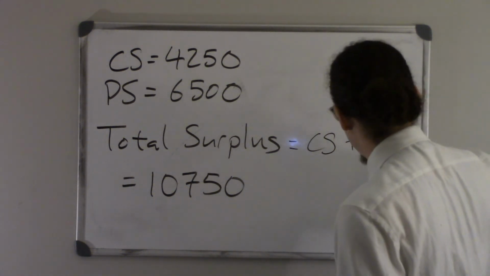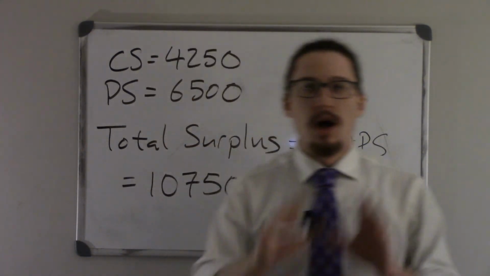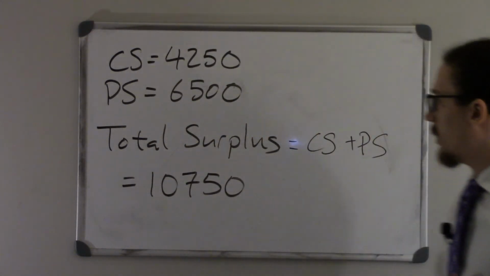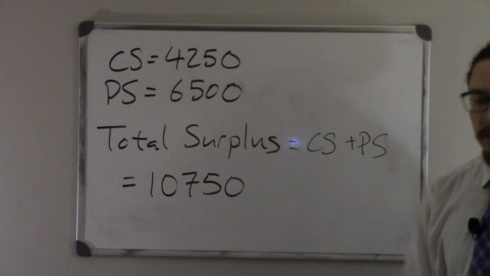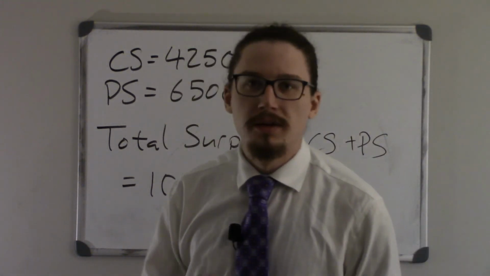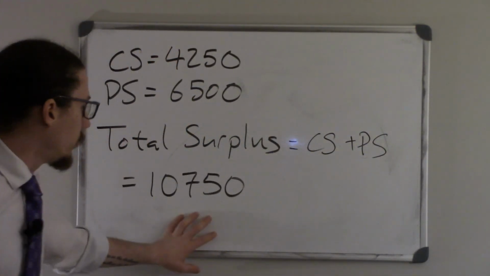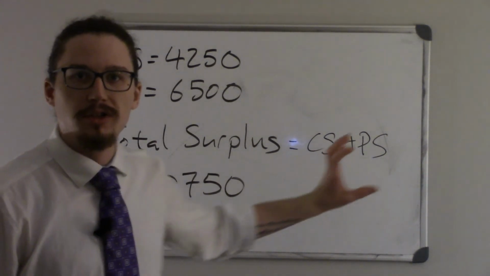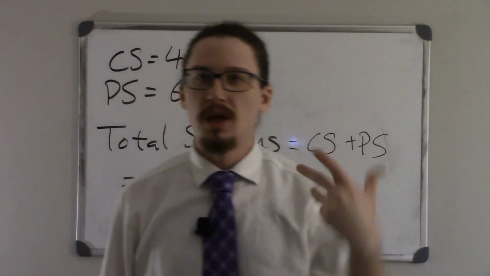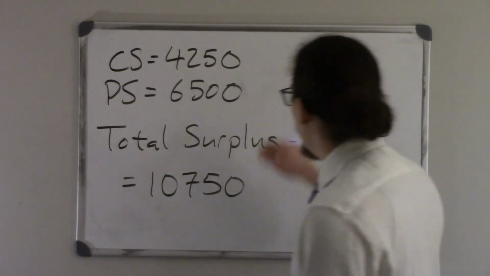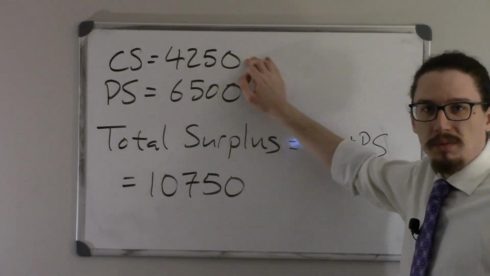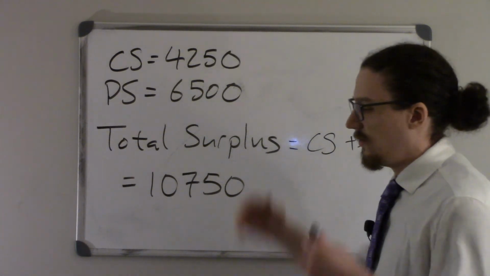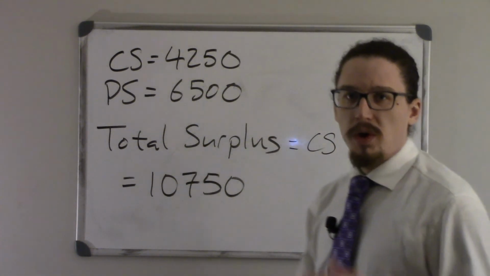One last thing before we end this video. One thing I want to mention with these is that they don't really have units. Our consumer surplus and producer surplus, we really don't associate any units with them. We just would put them up here as 4,250, and so on and so forth.